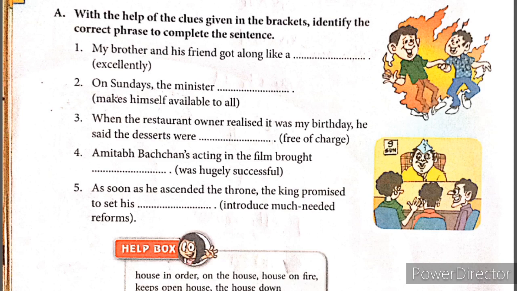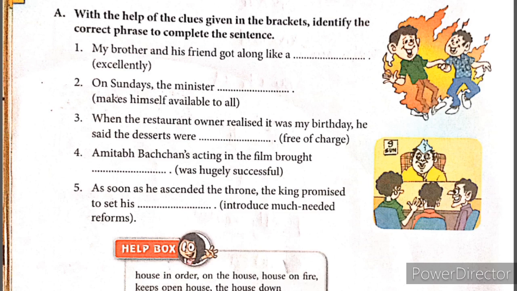As soon as he ascended the throne, the king promised to set his dash, introduce much needed reforms. That means if someone is taking charge, what he has to do is make something different, that everyone likes. So here the word we can use is house in order. So the fifth number answer is house in order.